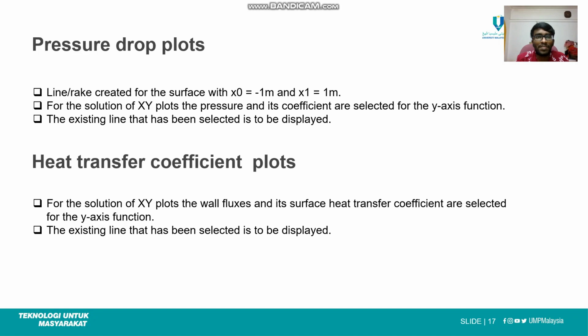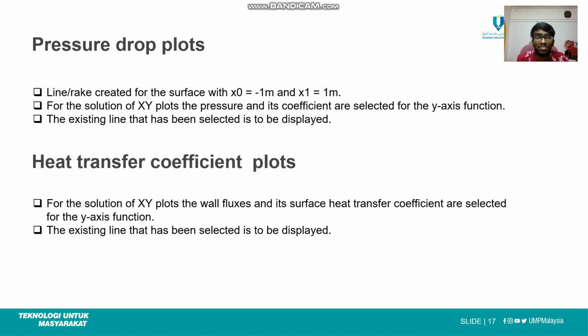Now let us look on the pressure drop plots and also heat transfer coefficient plots, and how we actually get the graph for these two aspects. First of all, we need to draw a line or ray created for the surface, with x0 equal to negative 1 to x1 equal to 1 meter. For the solution of xy plots, the pressure and its coefficient are selected. So basically we focus on the pressure drop plots.